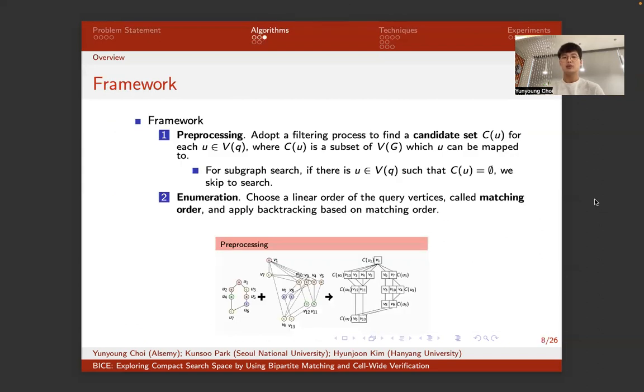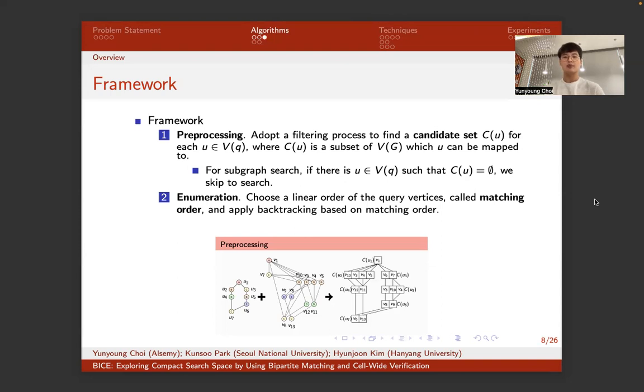The pre-processing enumeration framework consists of two stages. In the first stage, we use filtering to identify a candidate set CU for each query vertex U, where CU is a subset of VG to which U can be mapped. For subgraph search, if there is an empty CU, we will skip the search.